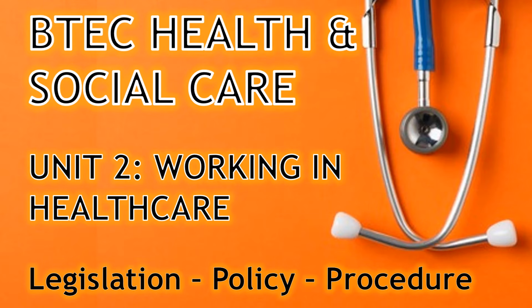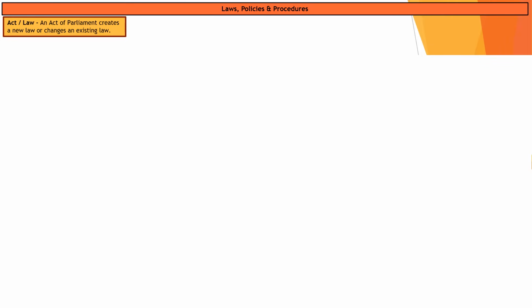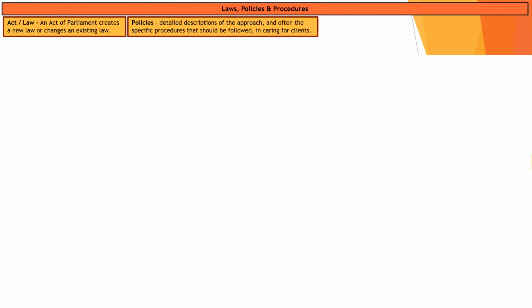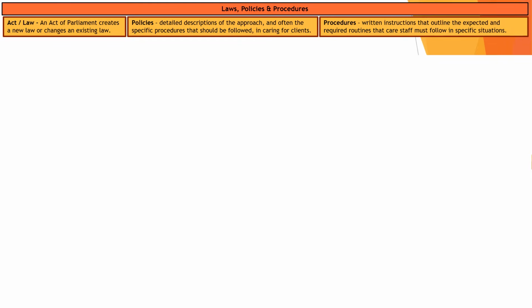Today's video is going to be taking a look at the difference between legislation, a policy, and a procedure. The main differences we see here is that a law, or an act, or a piece of legislation is something created by Parliament that creates a new law or changes a law that is already in place. Policies, on the other hand, are detailed descriptions of how a centre or a client should act in order to correspond with the law that's been put in place.